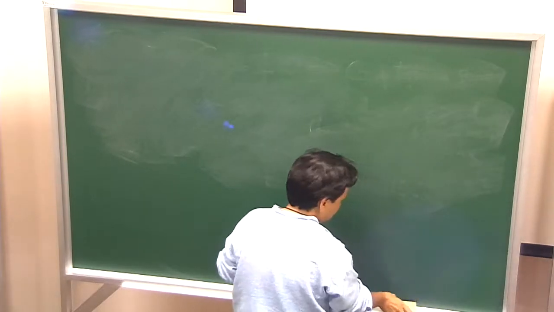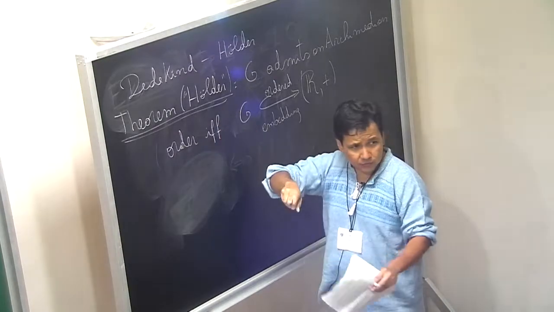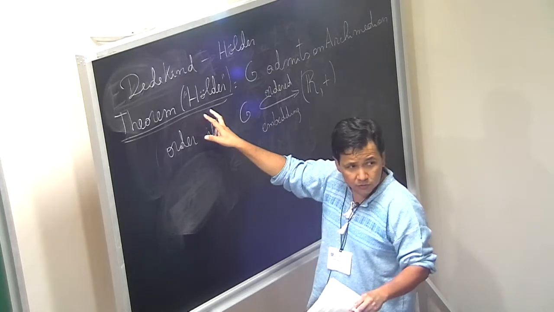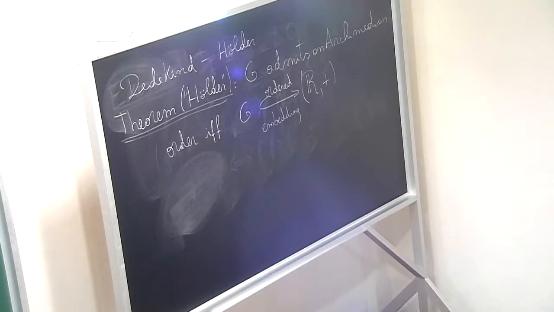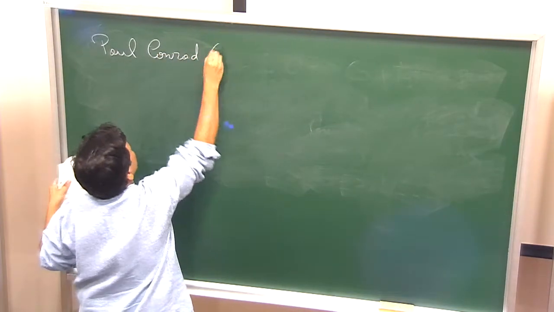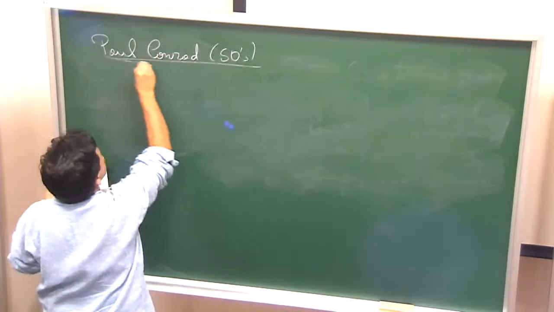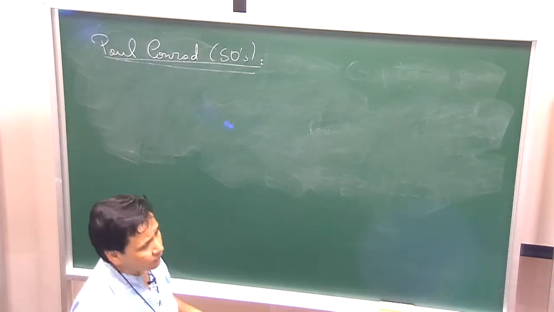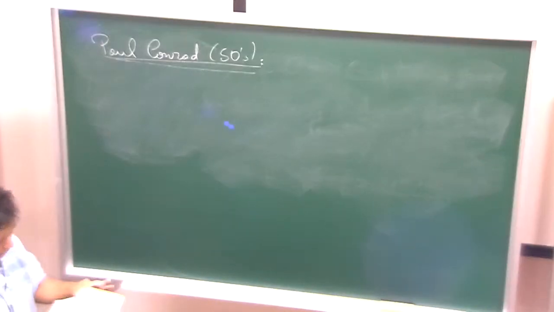Well, actually, as I said, this was not completely proved by Holder, because the theorem of Holder was for biorders which were Archimedean. And it was extended to left orders by a guy whose name was Paul Conrad in the 50s. He gave a proof of Holder's theorem for left orders, not only for biorders.